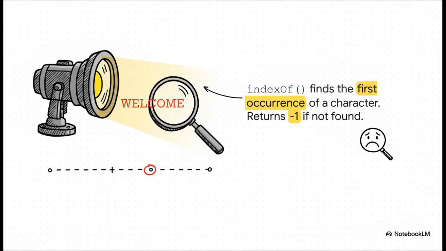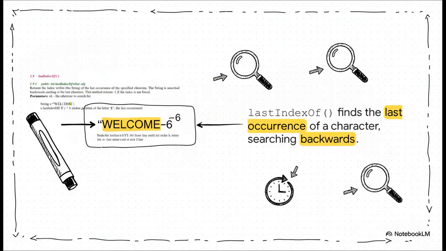So in the string "welcome", the first E is at index 1. And here's a super handy tip. If it can't find what you're looking for at all, it'll just return -1. But what happens if the character you're looking for appears more than once? What if you need to find the last time it showed up? Well, that's exactly what lastIndexOf is for. It does the same kind of search, but it starts from the end of the string and works its way backward. So for "welcome", lastIndexOf E gives you index 6, pointing right to that final E.